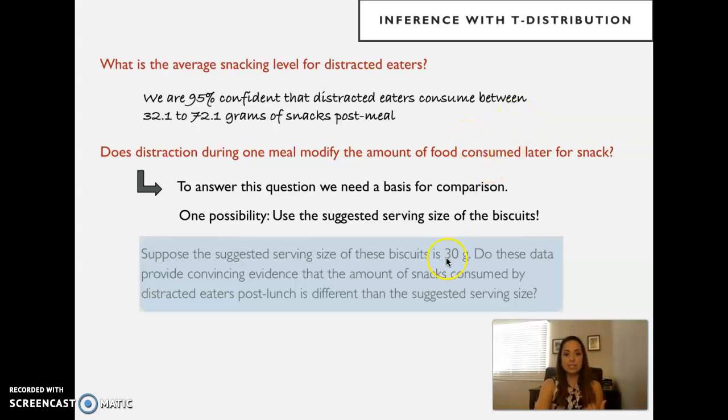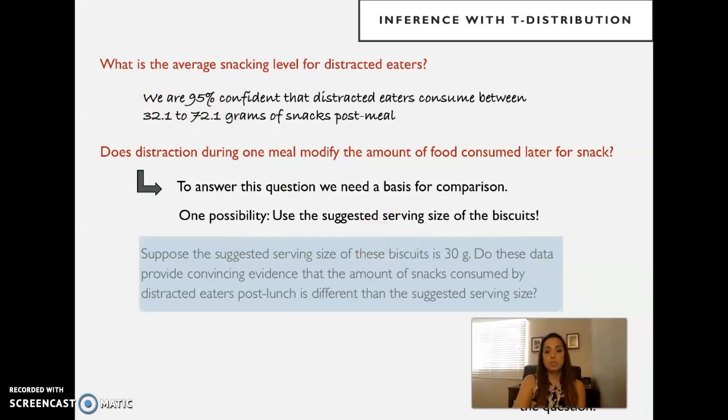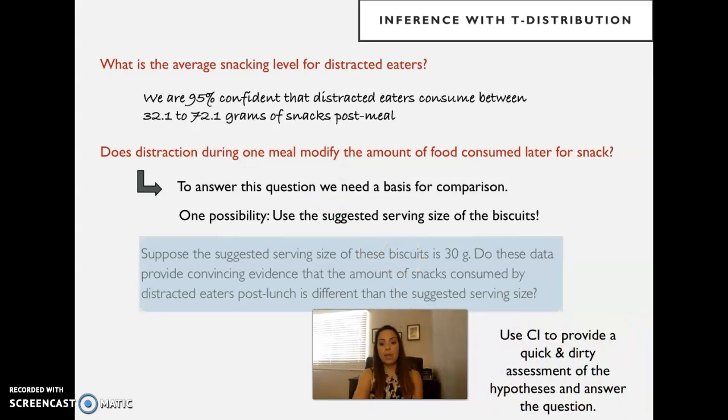We finished last time saying that we already have a quick and dirty way of answering this question, and saying that no, it's different. When you're distracted, you eat more than the serving size because 30 is not contained inside that interval. So this is the quick and dirty way of assessing the non-directional hypothesis that we have here. We're using the 95% confidence interval.